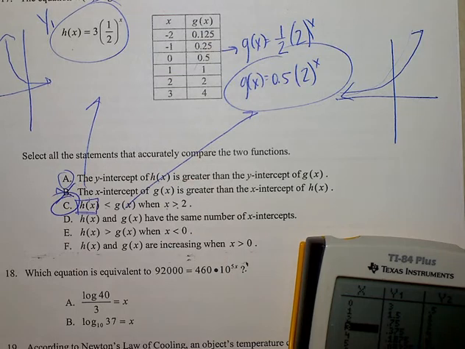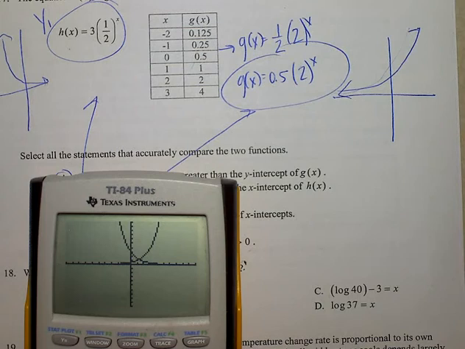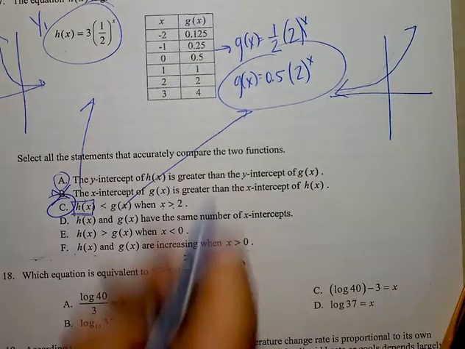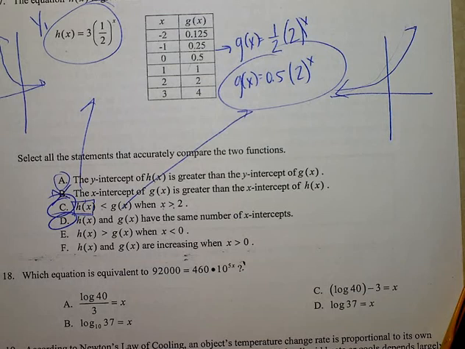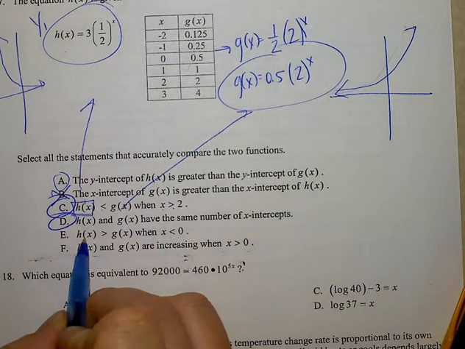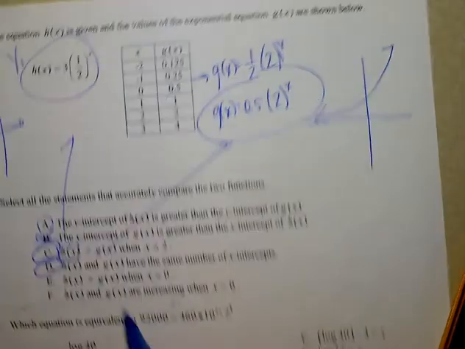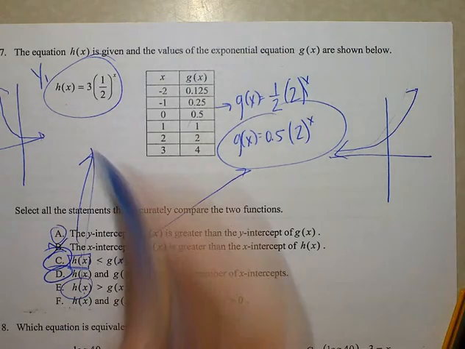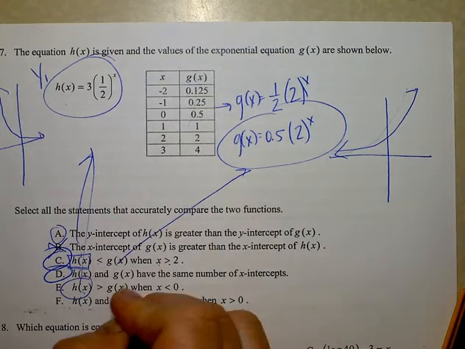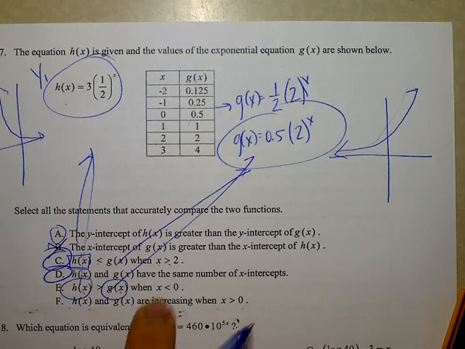This is very difficult. It's a lot of analyzing. Okay, it says both functions have the same number of x-intercepts. Well, how many x-intercepts do they both have? 0. So that's true. They both have the same number of x-intercepts. Okay, now this says the y values of this function are greater than the y values of this function when x's are less than 0.